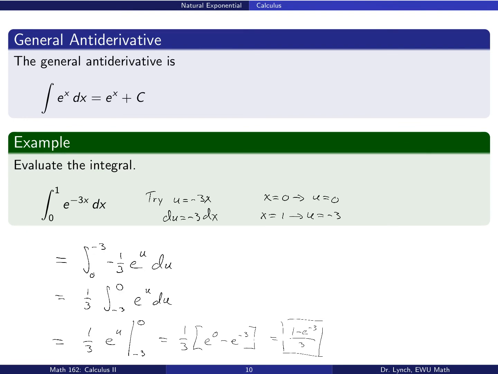So I've rewritten the definite integral in u world and then used a couple properties of definite integrals to simplify, pulling out the constant and then using the minus sign to swap the limits of integration. Of course, the definite integral of e to the u du from minus 3 to 0 is just e to the u from minus 3 to 0. So we evaluate that, and the answer is 1 minus e to the minus 3, all divided by 3.